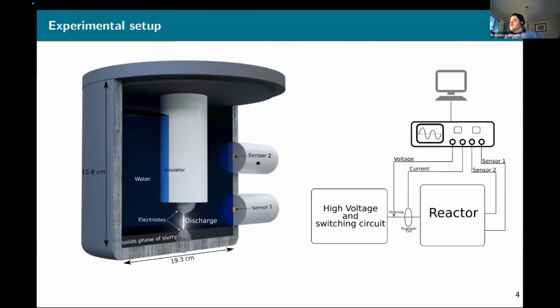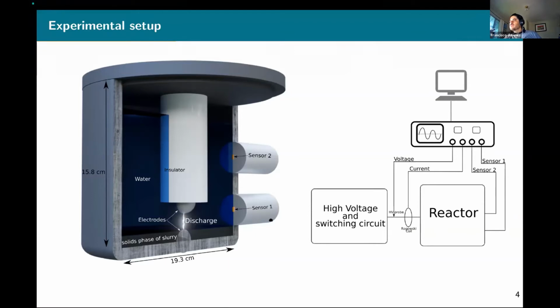Before I describe a little bit more of our work or how we divide this process, I'll just go into the experiment that we did to measure the shock wave of the discharge. We use a lab scale model.